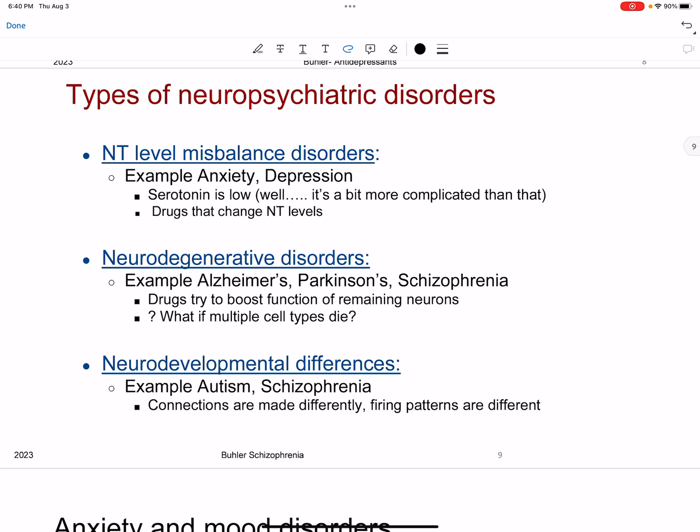And then the third type is neurodevelopmental differences, which is what we see with things like autism and schizophrenia, where it's not neurodegenerative and neurotransmitter balances are fine, but you just have different firing pathways. When you have a connection from one area of your brain to another, it can be neuroatypical, in which that connection isn't made the same way in someone with autism. So when we talk about neuropsych disorders, the way that we're going to need to treat a disorder is really different depending on what type it is.